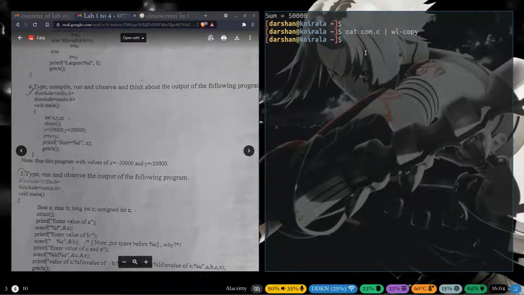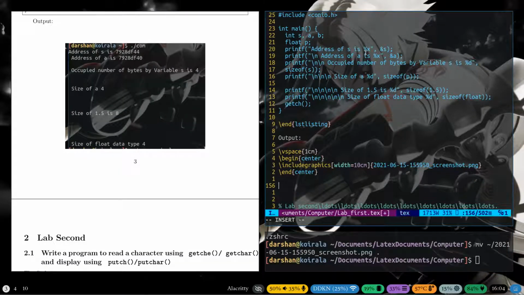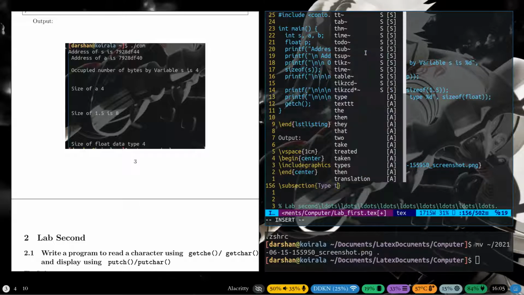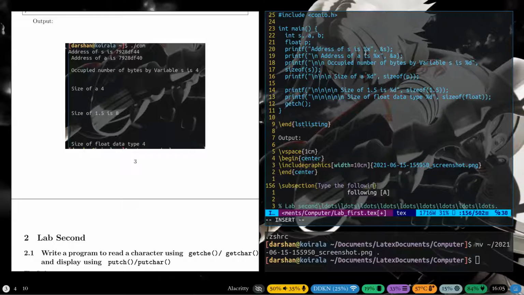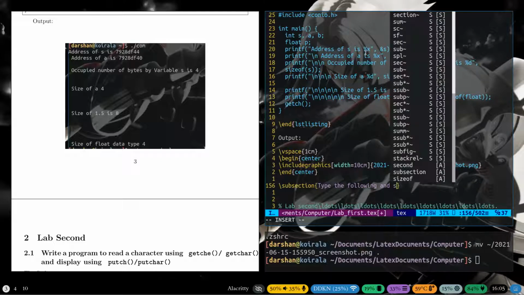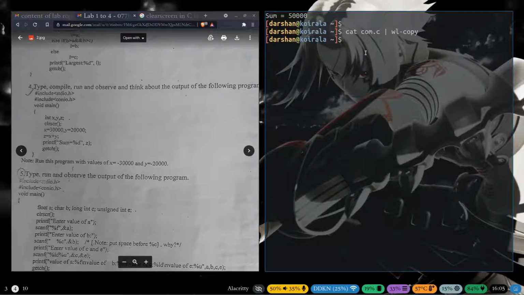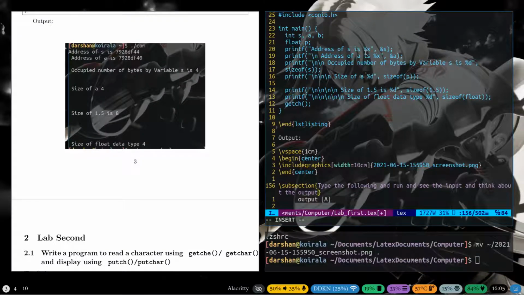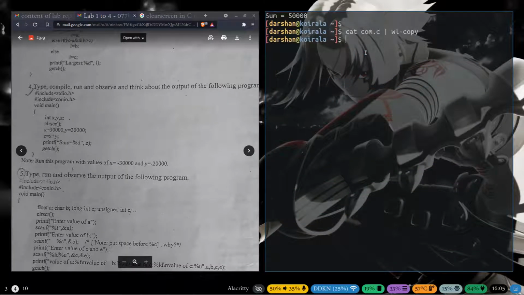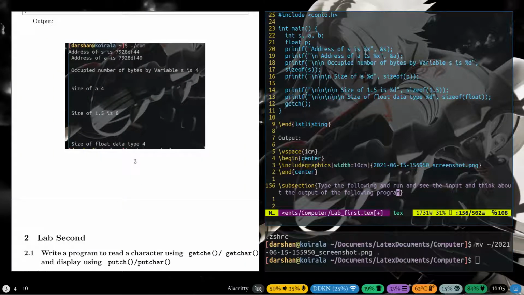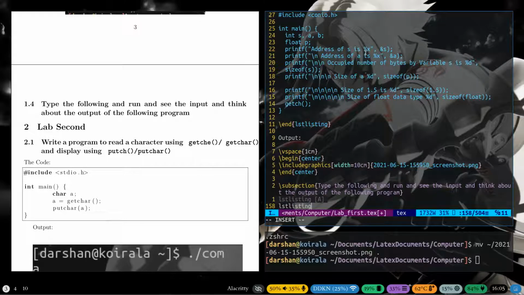Copy. Alright. Let's see, double copy section. I have to copy the question. Type the following and run. See the input and think about the output. Think about output of the following program. Okay, this thing.